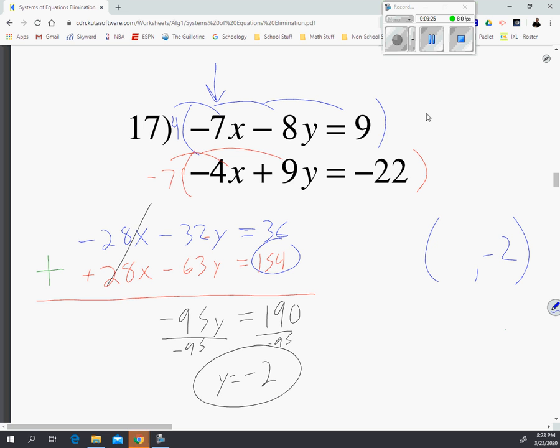Okay? Now we need to find what x is. So I'm going to go back and pick x and plug y in for that one. I need to know what to plug it in for. All right, so we've got negative 4x plus 9y equals negative 22.